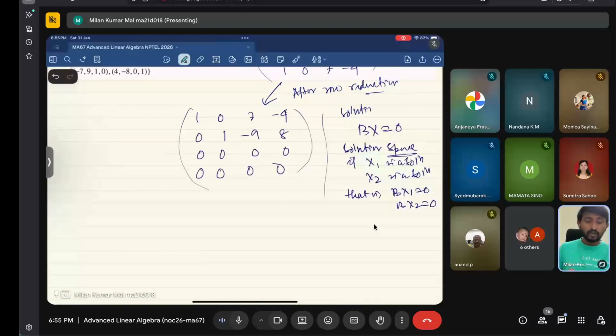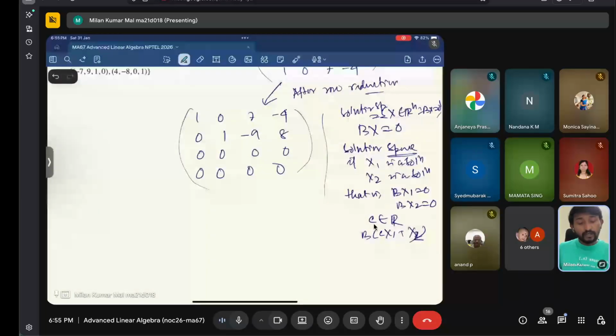If Bx1 equals 0, Bx2 equals 0, and c is a scalar, an element from the field, here R, or even C is okay, then look at B of cx1 plus x2. B is an n by n matrix, x1 and x2 are column vectors, and c is just a number, real or complex, depending on the space. This will be c Bx1 plus Bx2. As x1 and x2 are solutions, this will be 0. So that's why this forms a subspace of R4. But the subspace is not our main question.